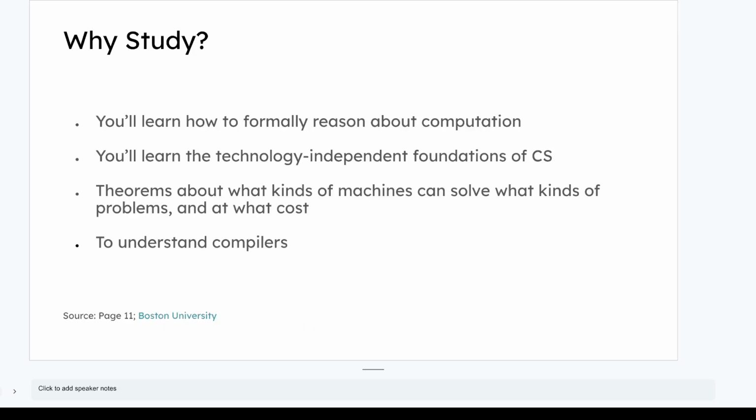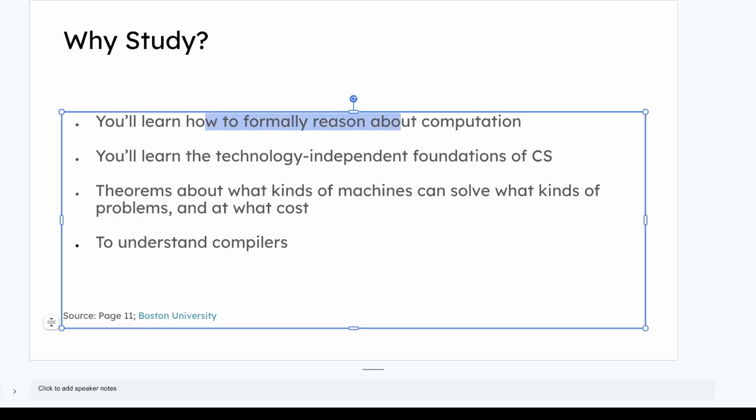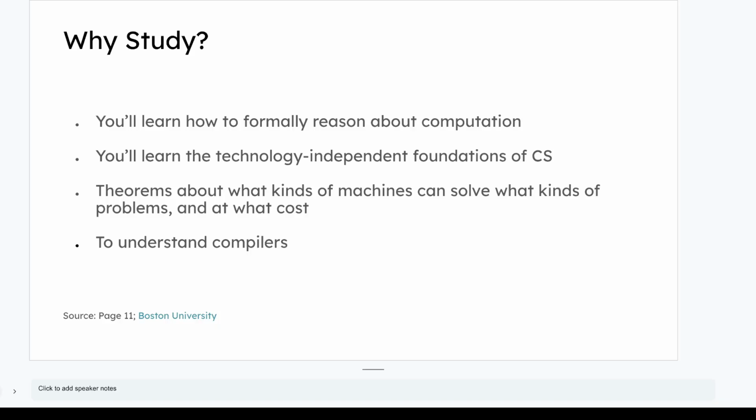Yes. Now, for the sake of studies, or for the sake of knowledge or motivation, you will learn how to formally reason about computation. Then you will learn about technology-independent foundations of computer science, and then you will also learn theorems about what kind of machines can solve what kind of problems and at what cost, right? And of course, this is also a very important point, that to understand compilers, theory of computation is extremely important.